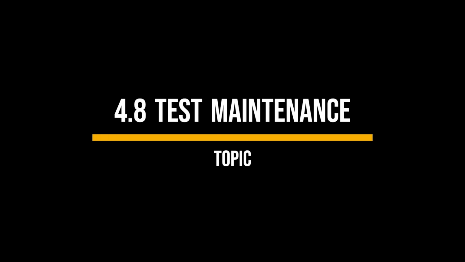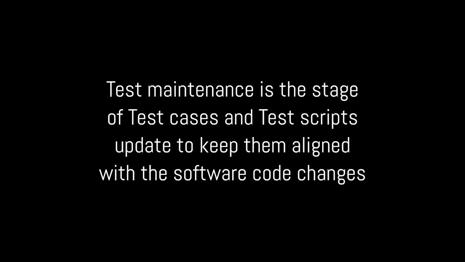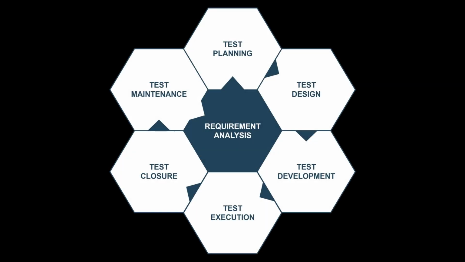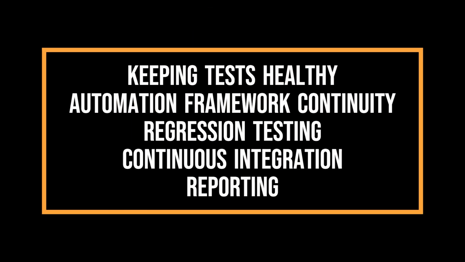Test maintenance stage. Test maintenance is the stage of test cases and test scripts update to keep them aligned with the software code changes. In companies, code changes can happen frequently, sometimes several times a day. Therefore, test maintenance is critical both for the manual test suite and automated scripts framework. The main purposes of the test maintenance stage include keeping tests healthy. Test maintenance ensures that both manual test cases and automated test scripts remain relevant and effective as the application evolves.